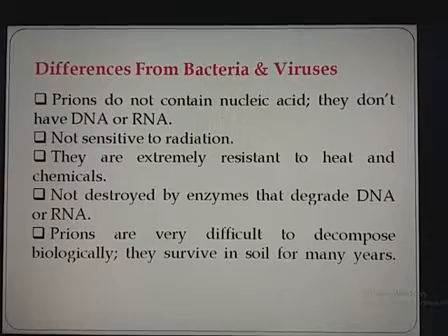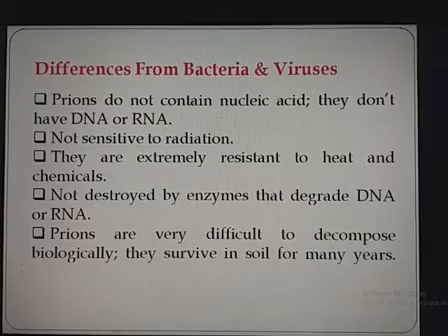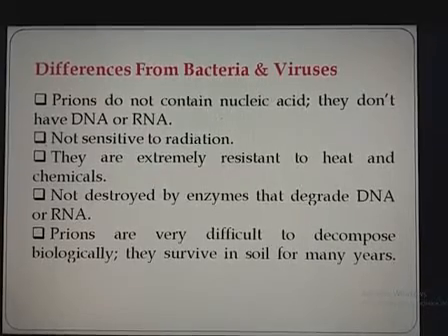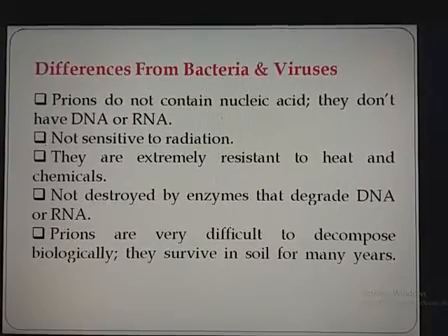For your knowledge, I can share one piece of information: DNA can be degraded by some DNase enzymes, and RNA can also be degraded by some RNase enzymes. These two enzymes are responsible for the degradation of DNA and RNA, but this particular prion protein is totally resistant to this kind of enzymes. So no enzymes can destroy or degrade that particular prion protein.